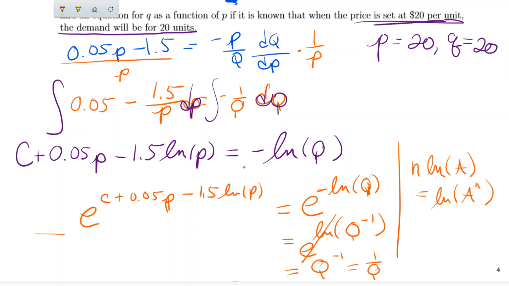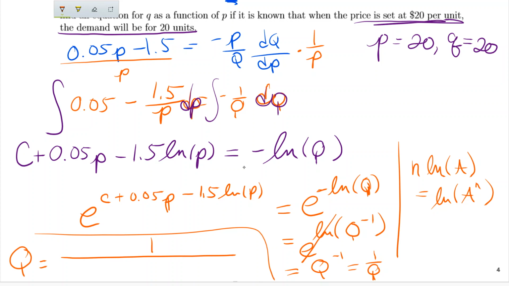Oh boy, this is not pretty. Why did I do this? Okay, I know why I did this one. It's because it's related to what you all do. Let's invert. So q is equal to 1 over that disaster. E to the c I can just redo as an a. So a e to the 0.05 p minus 1.5 the natural log of p.